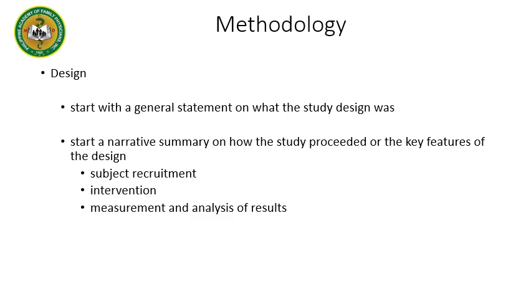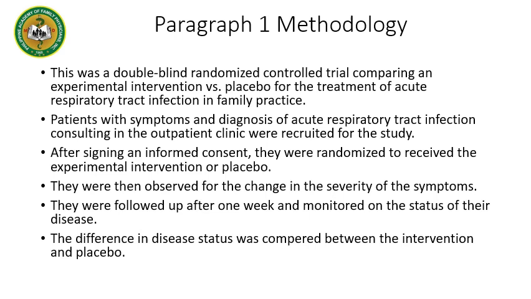Okay, so here's a sample outline of a randomized controlled trial. First sentence is the general statement of the design. This is a double-blind randomized controlled trial comparing experimental versus placebo. Patients with symptoms and diagnosed to have acute respiratory infection were recruited for the study after signing an informed consent and so on. Then they were randomized into 2 groups, and then afterwards they were monitored in terms of severity of symptoms. They were followed up after 1 week, and the difference in their disease status after follow-up was compared between the 2 groups. Okay, so you have here 6 bulleted detailed sentences for the first paragraph.